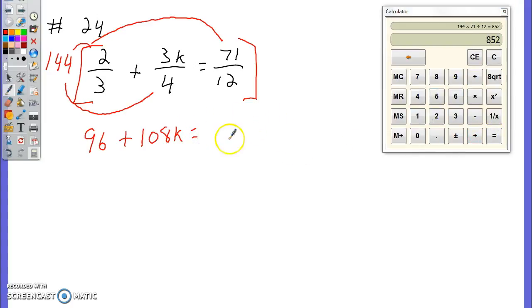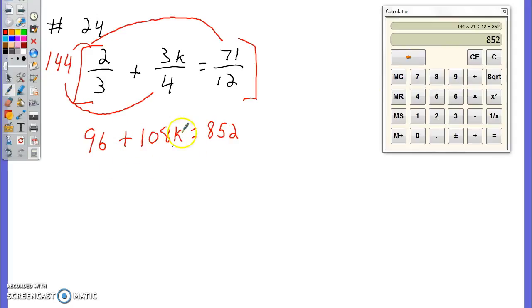I don't feel like re-recording this, so you just get to see my mistakes. But it's a good thing because you can see how you can catch your mistakes, because we talked about in class 2 how they should come out as a whole number. So I'm going to put 852 here. And now we can just go ahead and do our algebra.